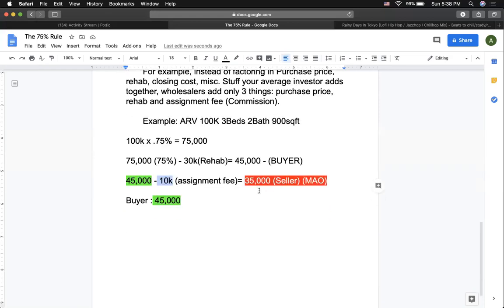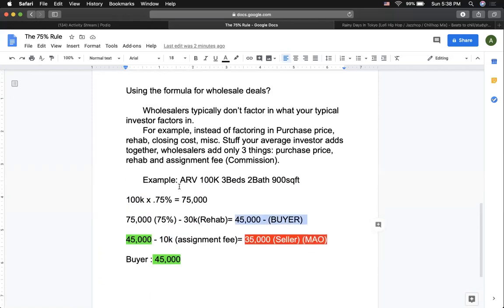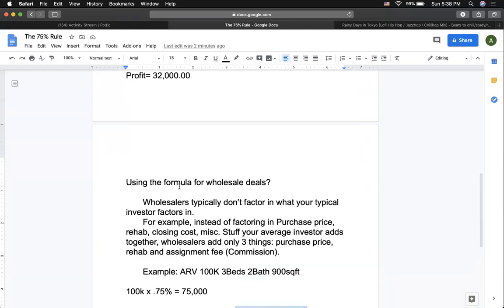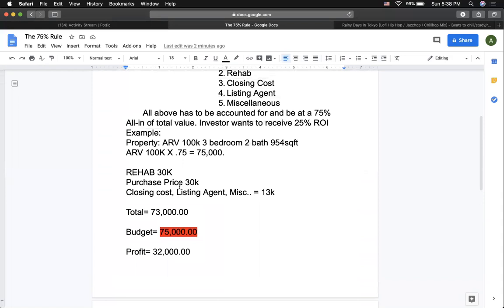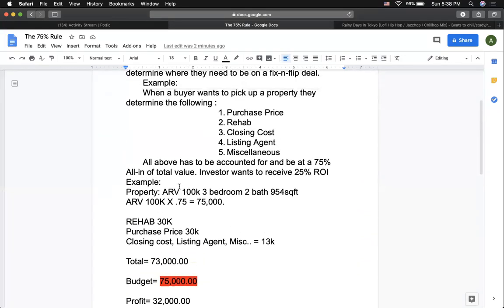So as you can see here, 35,000 is where you want to be at with the seller, and with the buyer, you want to sell it at 45,000. Remember, this number right here is where you want to be with your buyer before you start factoring in your $10,000. So that's pretty much what the 75% rule is. That's how you factor it in. Now you understand what the 75% rule is. So I encourage you to start utilizing this method to bring in wholesale deals.